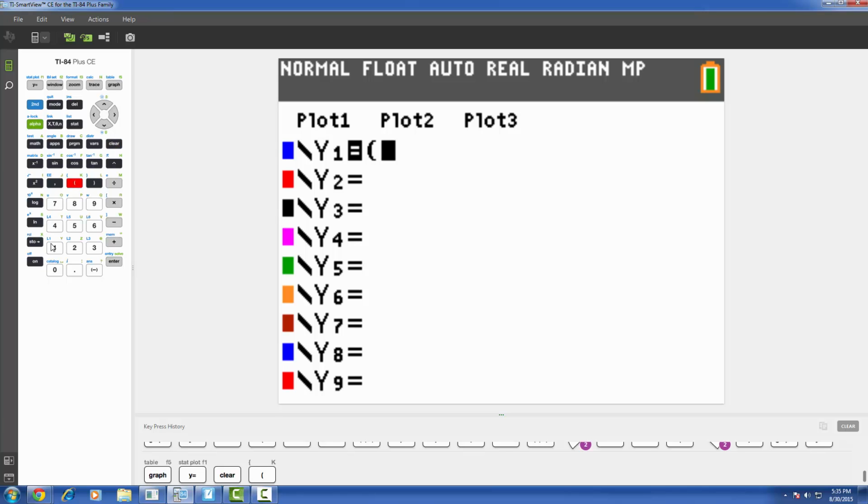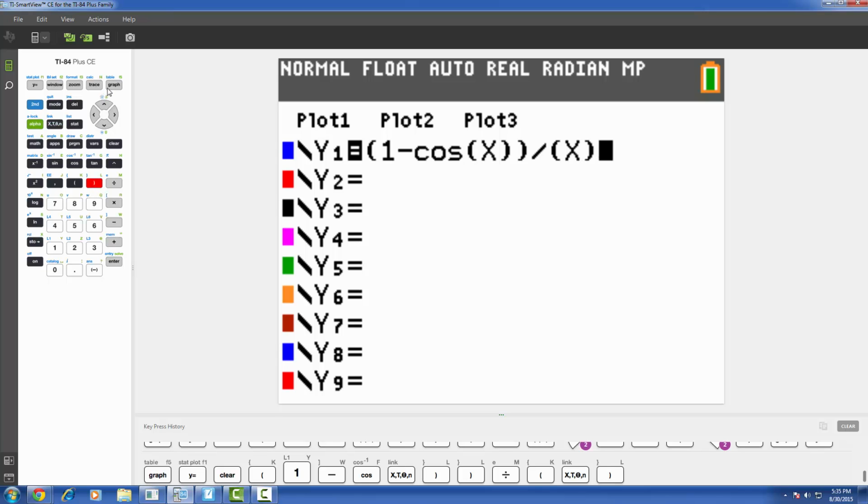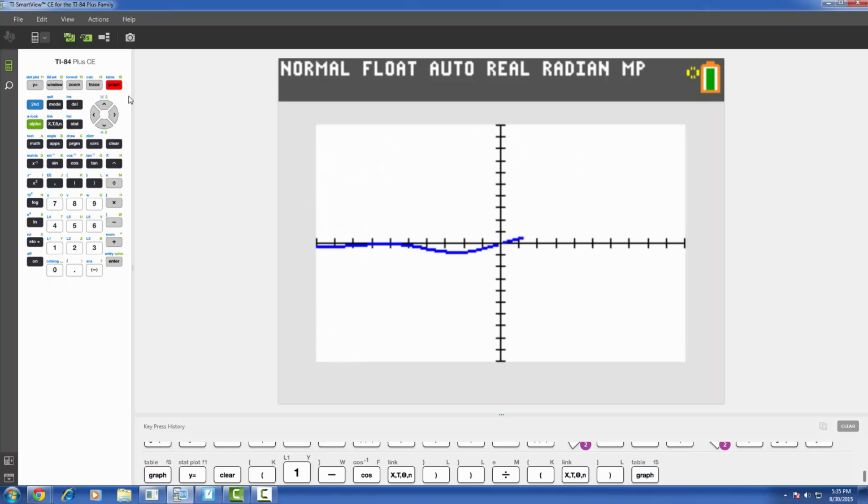On top, we have 1 minus the cosine of x divided by x. Then going ahead and graphing this, that would be our image. And again, you can't throw 0 in there, but that limit does exist. You can see that the left side is matching the right side at that limit of 0. So again, that's just evidence of it.